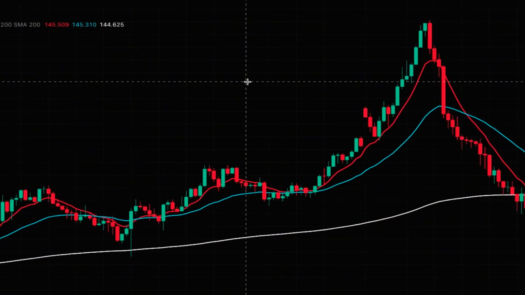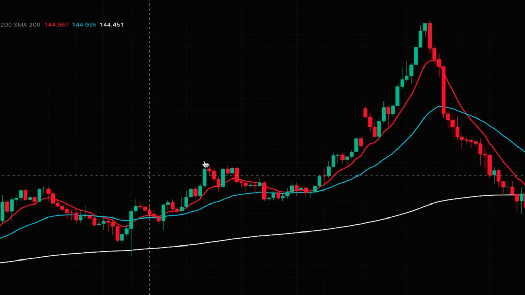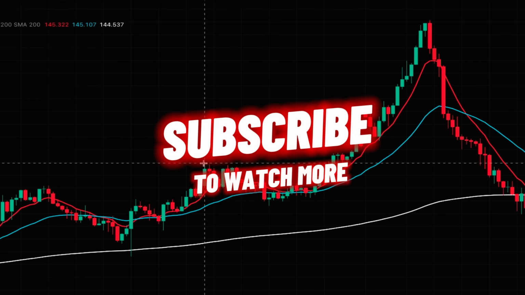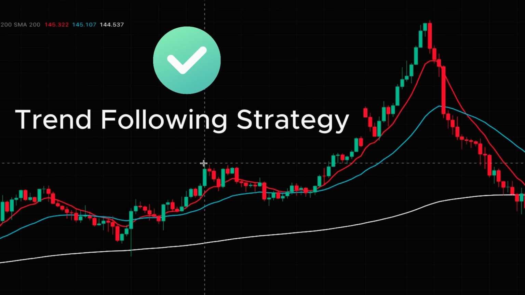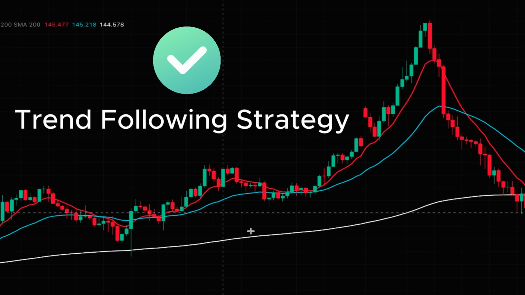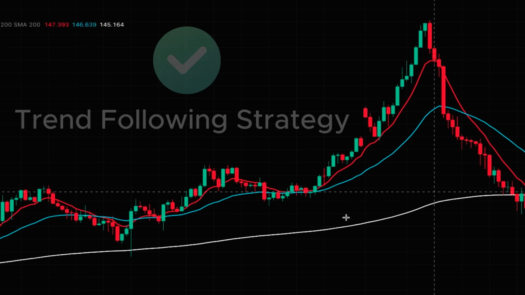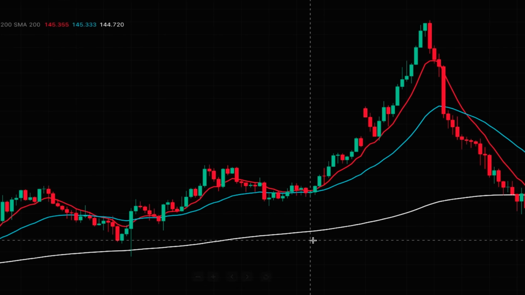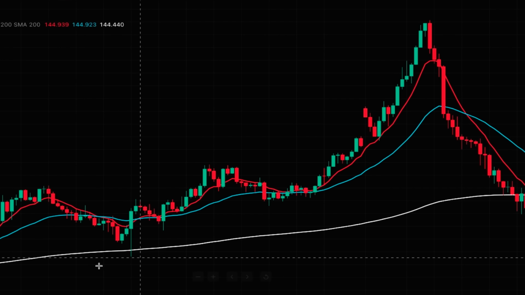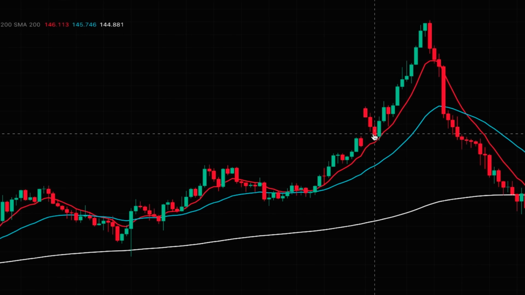Alright, now let me teach you how you can find buy-sell signals based on these exponential moving averages. This is a trend following strategy, which means that we try to find buy-sell signals that are in the same direction as the current trend of the market. As I said, we use this white EMA for identifying the major trend of the market. Here, since the price is above the white line, we can say that the market is in an uptrend.